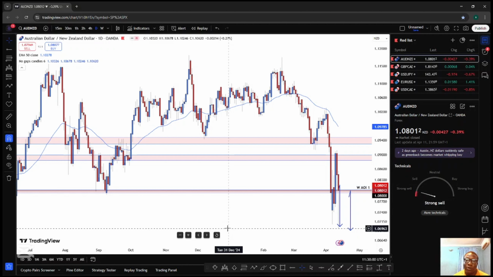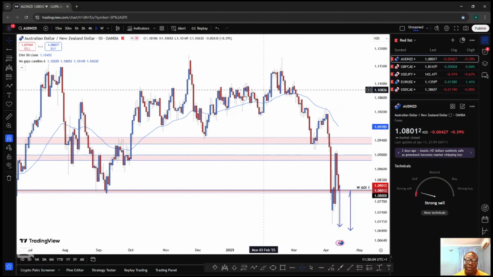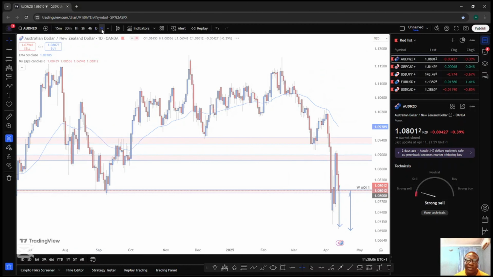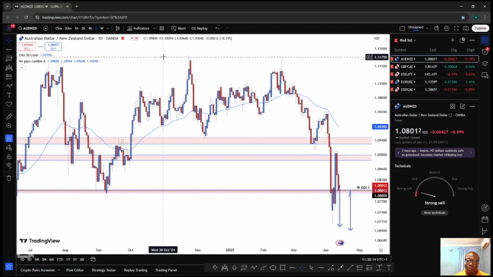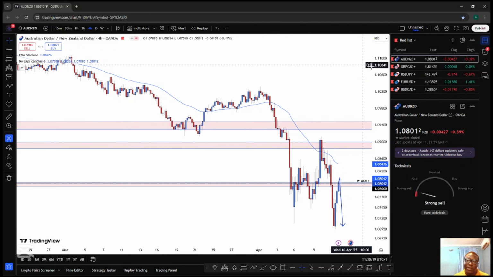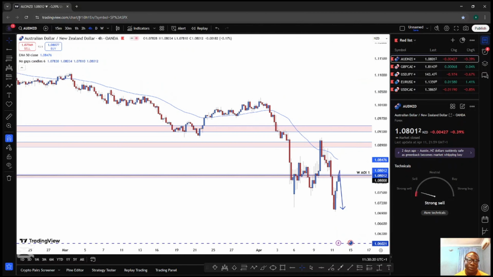The first pair that we're having is AUD-NZD. On AUD-NZD on the weekly time frame, we can see that the market is currently bearish. On the daily time frame, we can see that the market is also bearish, and on the 4-hour time frame we can see that the market is also bearish.